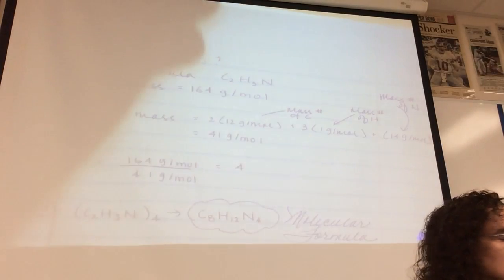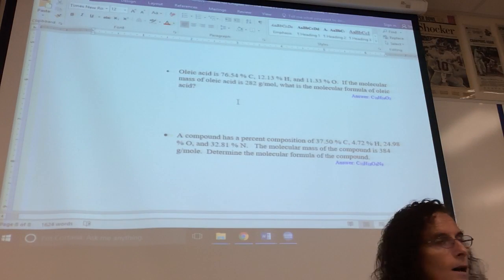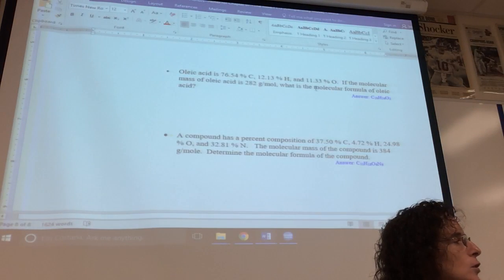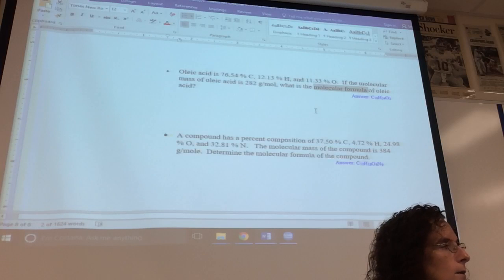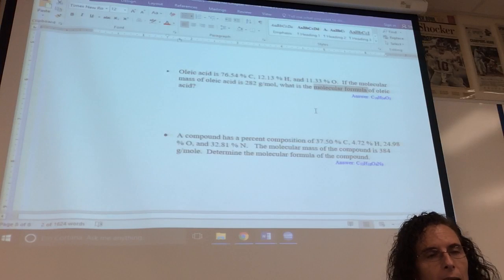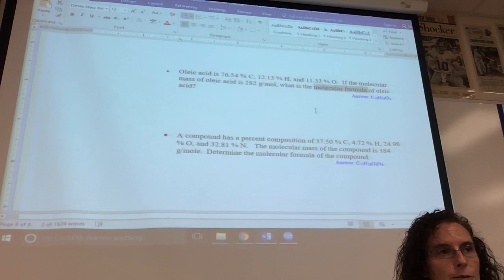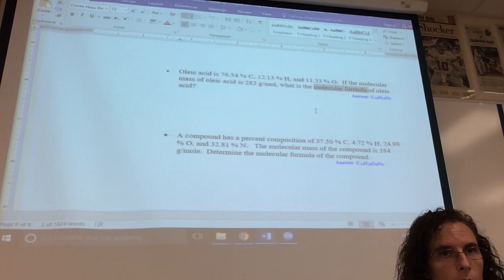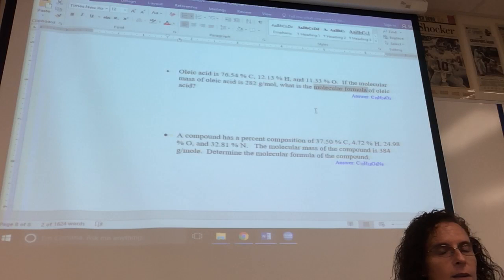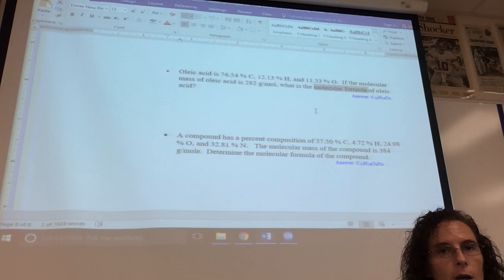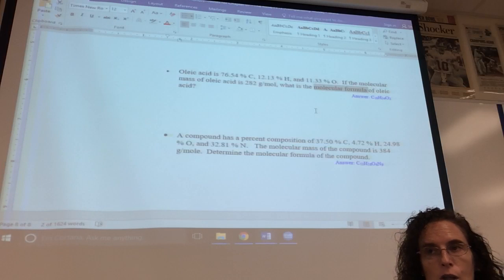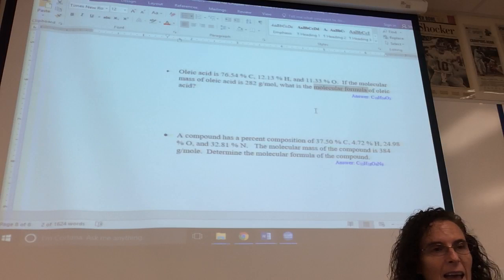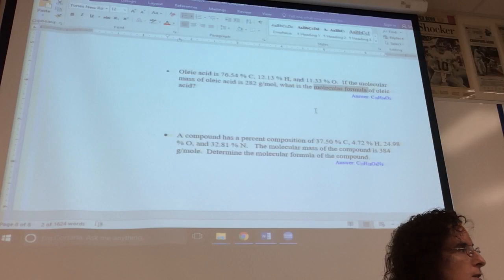What you're going to see on the screen is I'm asking you for the molecular formula from percent comp. So if you're asked for molecular formula from percent comp, you first go from percent comp to empirical. The molecular mass is given, so then you can go from empirical to molecular. So this is just a matter of putting everything together that we talked about.